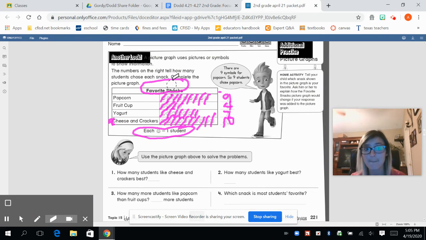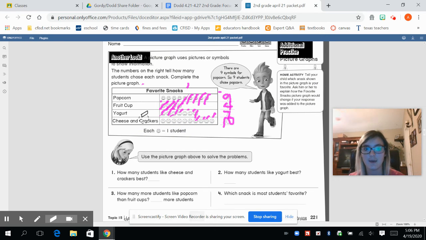So I have one more graph to share with y'all. So let me erase all of this. And we will go to the next one.